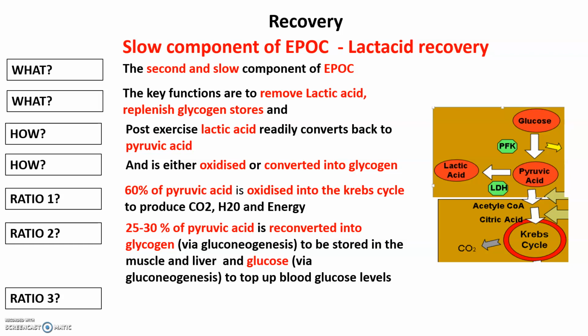Now, it's really important here, if you can see there's just a mistake here, don't write this part down yet, I'll explain what's going on here. So when pyruvic acid is converted into glycogen to be stored in the muscle and liver, it is known as glyconeogenesis, so this should be a Y here.